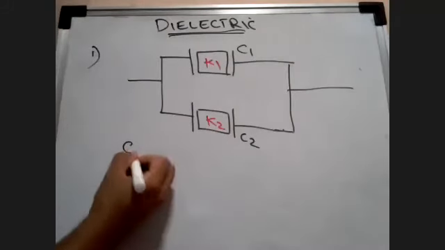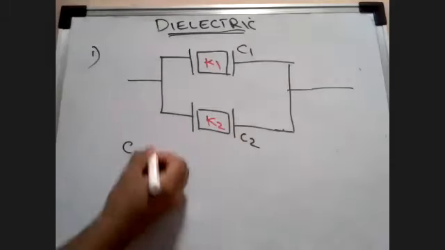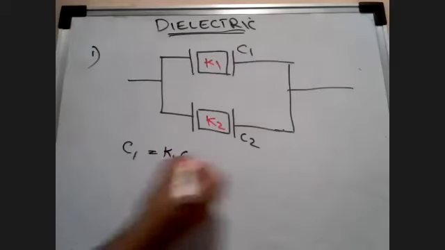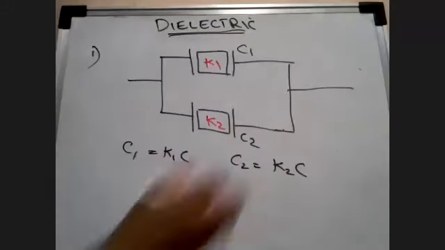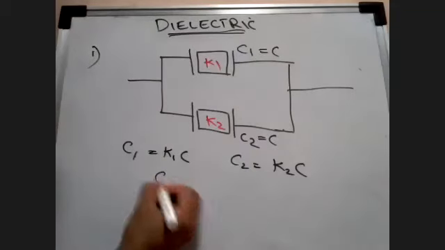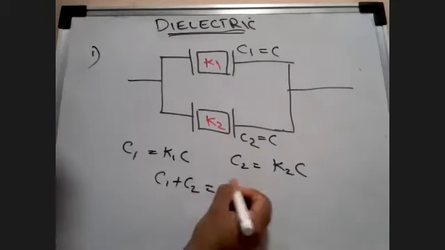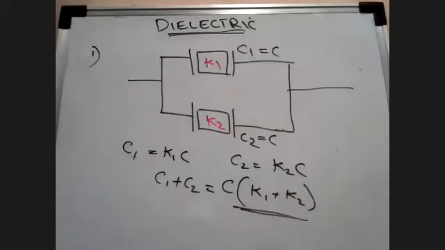Sir, the value of K. Take it as K1 and K2 itself. I'm asking you to find the general expression. K1 plus K2 into C. Right. Great. For those who don't know, look here. C1 will be K1 times C. C2 will be K2 times C. I told you C1 and C2 have values which are equal to C itself. And since they are in parallel, C1 plus C2 will be C common K1 plus K2. This is our general formula.